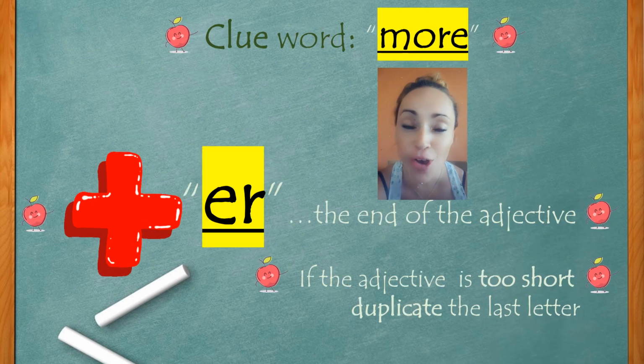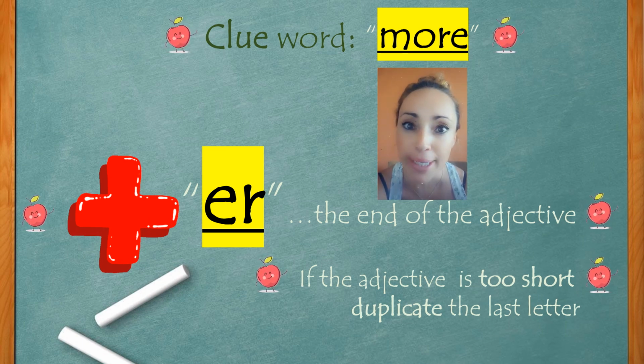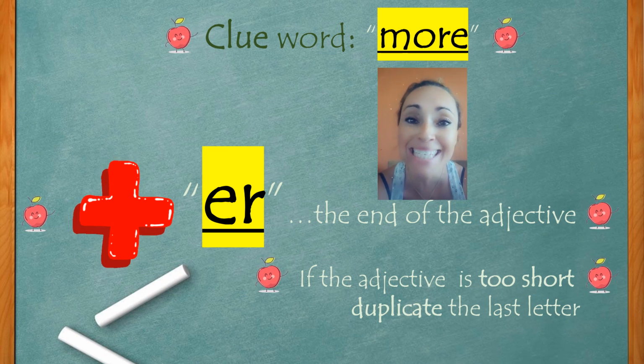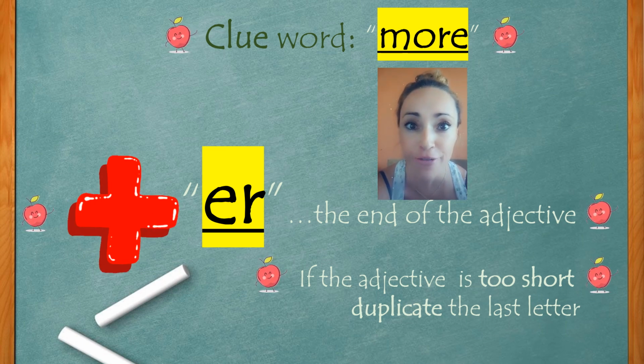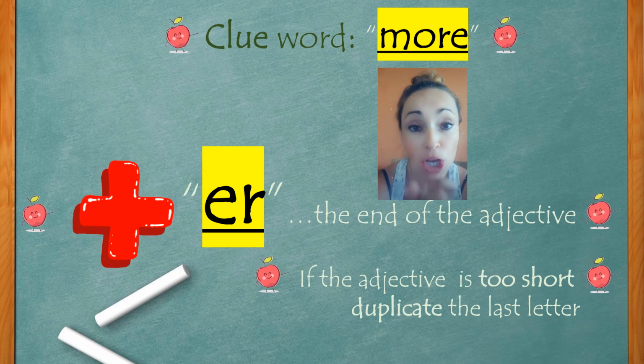There is also another clue word, more. You are always going to find it when you are comparing. And the abbreviation for the word more is ER. You always have to add ER at the end of every adjective. And if, for example, the adjective is too short, you have to double the last letter.